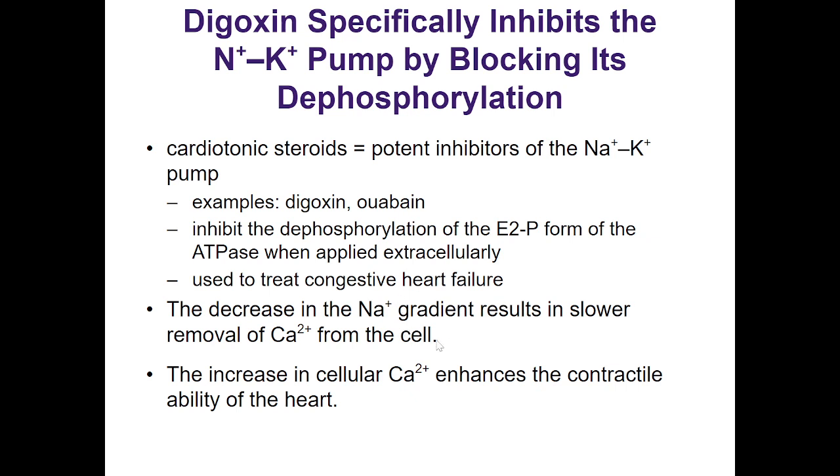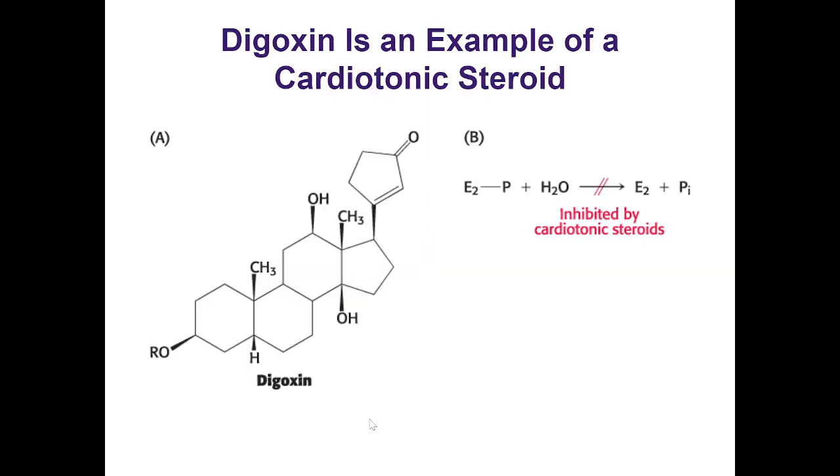Okay, now this is again going to be used to treat your congestive heart failure. It's going to decrease the sodium gradient, which results in slower removal of calcium 2+ from the cell. An increase in the cellular calcium 2+ is going to enhance the contractile ability of your heart. This actually is digoxin right here. And again, that's that cardiotonic steroid. And again, this is going to inhibit this process right here. Okay? So remember where we had that phosphoryl release, dephosphorylation? That's what it's inhibiting. Okay?